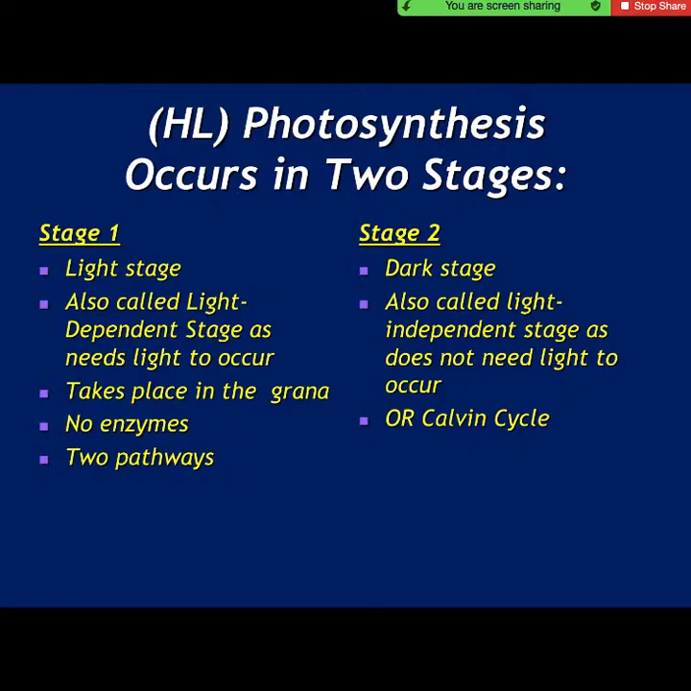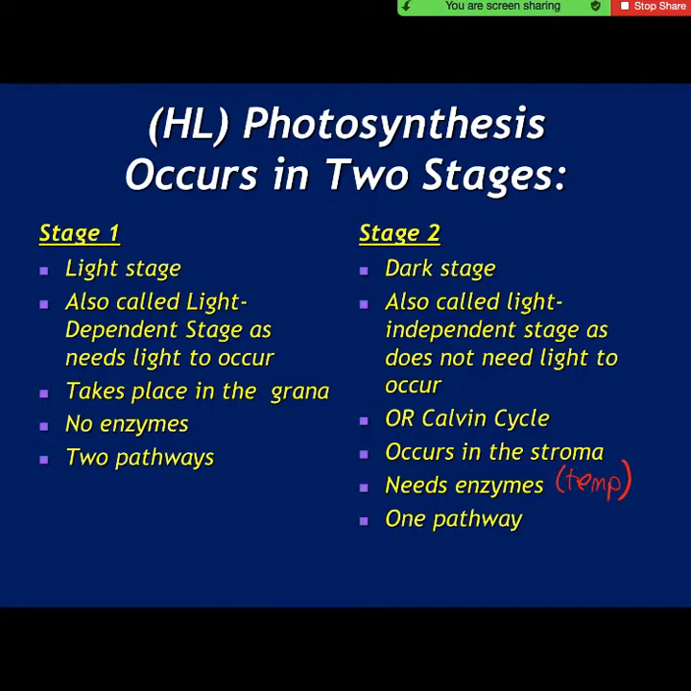While the light stage takes place in your grana, your dark stage takes place in the stroma, and this part needs enzymes, so it can be influenced by temperature. It will have an effect on your dark stage, and there is only one pathway that we have to know.